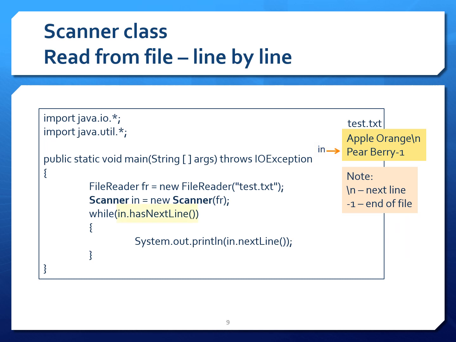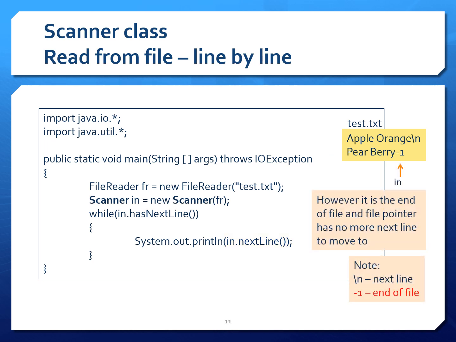Next, we are back at the while statement. The file pointer is at the second line of the file. Since there is some more content, in.hasNextLine() returns true. The statement in.nextLine() will read in the content where the file pointer is. Over here, it reads in the second line in the file, which is pear berry. After reading the content, there are no more lines, and the file pointer moves to the end of file marker.